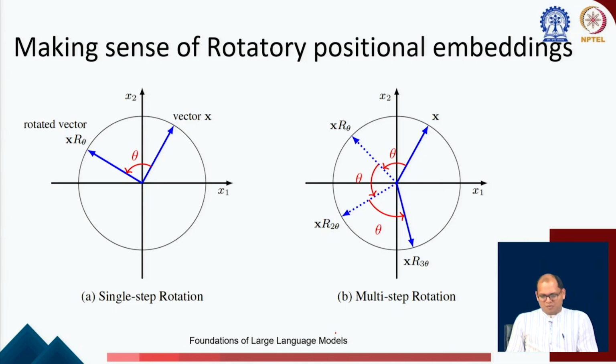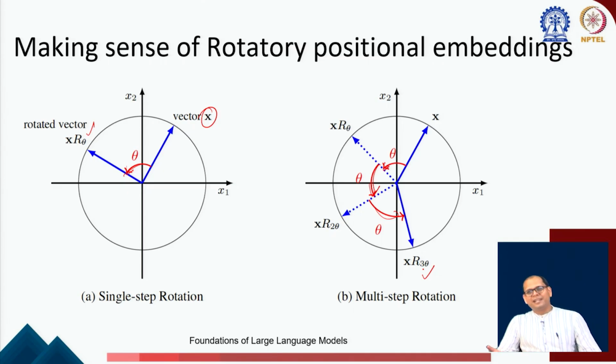Okay. So let us try to make sense of that. Suppose I have a vector x, and if I move one position, I will rotate it by angle theta, this will be x r theta. But if I move it by 3 positions, I will do rotation by 3 theta, and I will get this x r 3 theta.